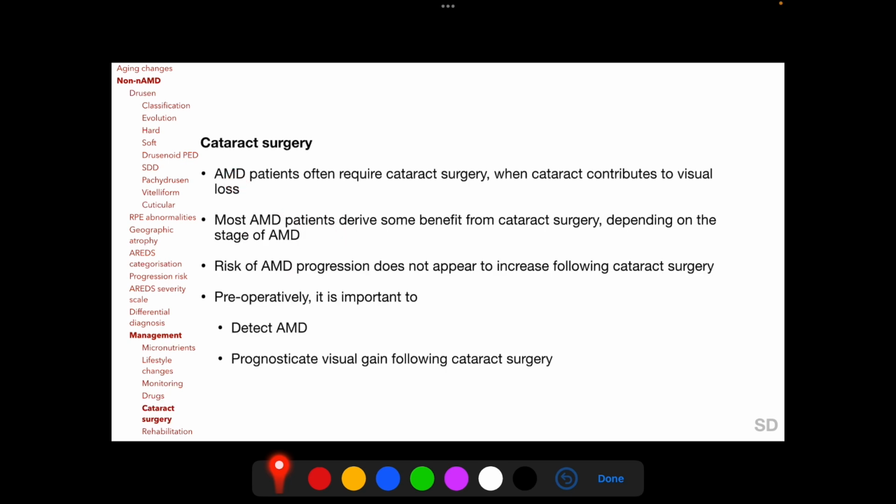AMD patients often require surgery for cataract, which also occurs more frequently in this age group, and surgery is required when cataract contributes to the visual loss. Most AMD patients derive some benefit from cataract surgery depending on the stage of AMD, and it has been found that risk of AMD progression does not appear to increase following cataract surgery, but preoperatively it is important to detect and not miss AMD and prognosticate the visual gain following cataract surgery.